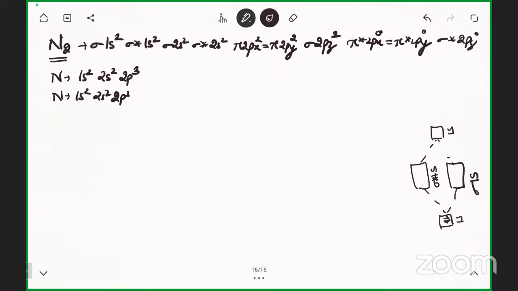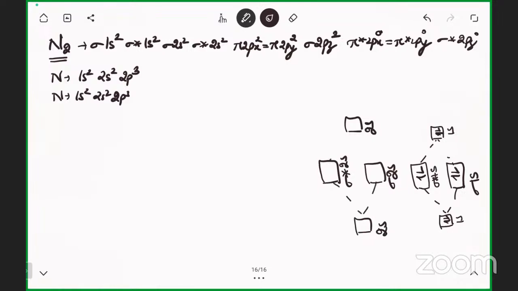In 1s we have 2 electrons, in 1s we have 2 electrons, in sigma star 1s and sigma 1s we have 2 electrons. Let's move forward for the sigma 2s, then sigma star 2s, then 2s, then 2s. Now in 2s they are again fully filled. In sigma 2s we have full electrons, sigma star 2s we have filled electrons.